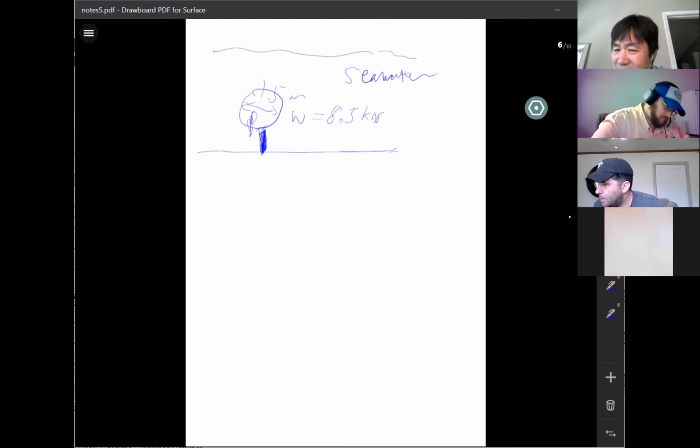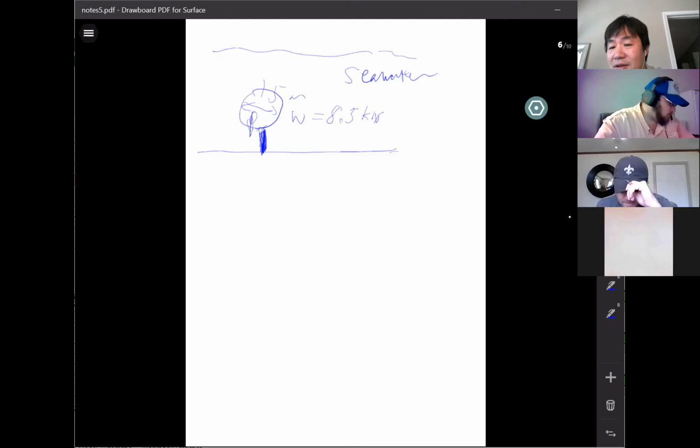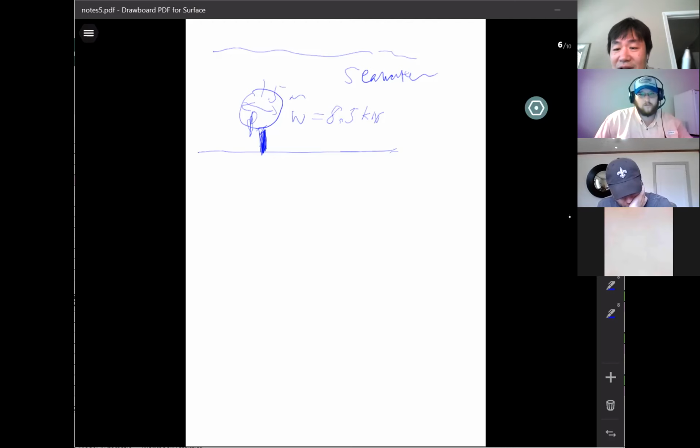That makes sense? If it's compression, you have to have a solid support, right? If it's tension, then you will probably need a cable to stop it from floating away. If it's a solid support, that means the thing is too heavy and you're going to sink into the ground, so you have to support it. The cable cannot support the body from going downward, right?